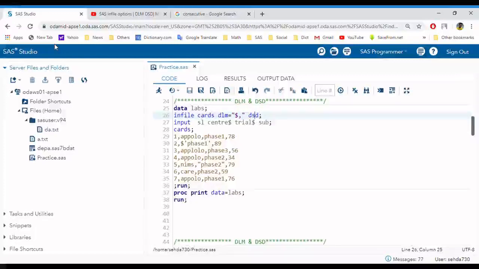Let's try to run this. You see, it's not necessary that these two should be commas or these two should be hyphens. No, not necessary. As I told you, the order can be anything. It can be comma, dollar, or dollar, comma, no problem. But those two are the delimiters actually. So this was about the delimiter and this DSD.